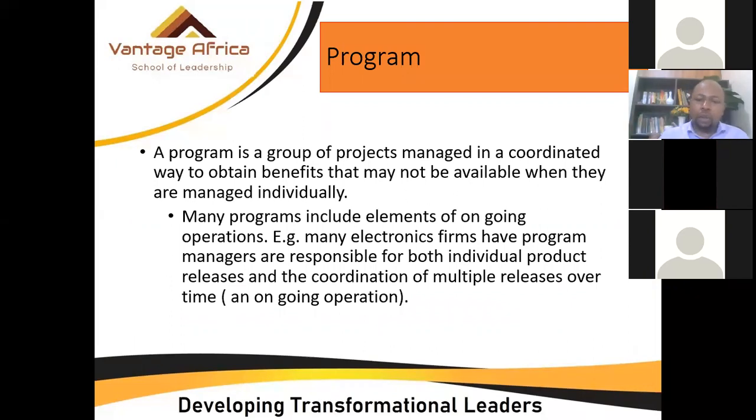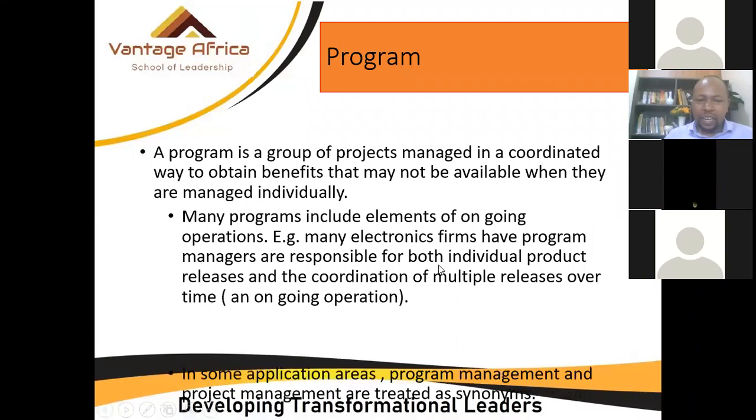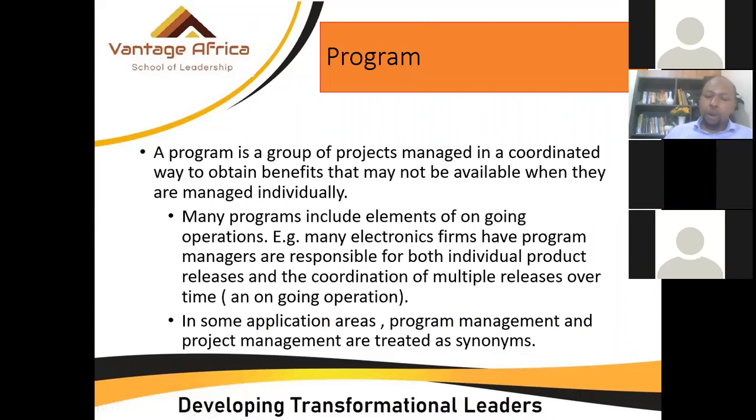Many programs include elements of ongoing operations. For example, many electronic firms have program managers that are responsible for both individual product releases and the coordination of multiple releases over time. So I think someone who said that a program can be something that is ongoing, you're very, very right. In some application areas, program management and project management are treated as synonyms, but they are not supposed to be. We need to know that there's a difference between a program and a project. So I want to believe that is clear. Okay.